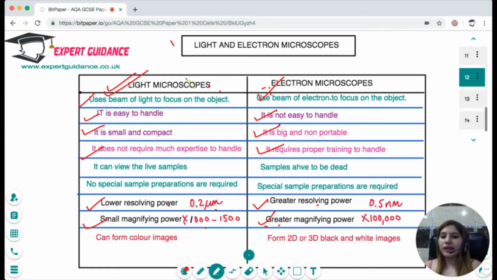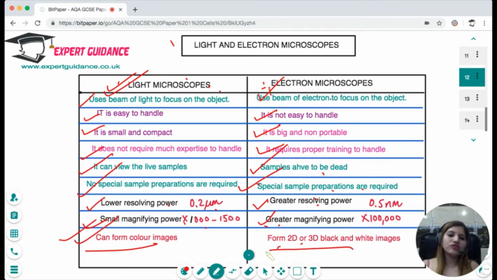But for the light microscopes, you can view the live samples and you do not require special preparation of the samples. But for the electron microscopes, the samples have to be dead, and we require some special sample preparations. With a light microscope, we can just see the color images. We can stain the sample and see the color images. Whereas an electron microscope can form 2D and 3D images, but the images are black and white.